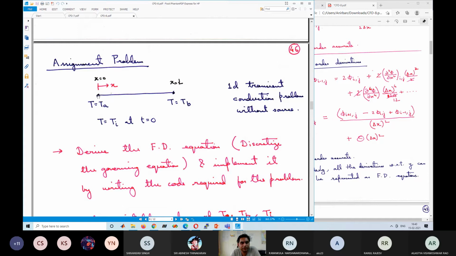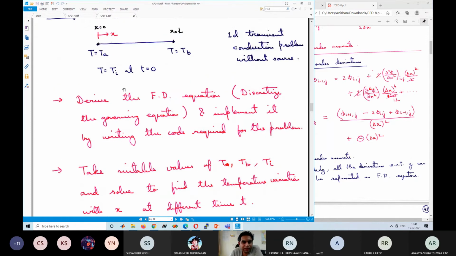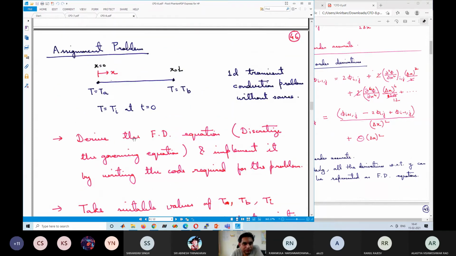Now at time t equal to 0, one side is immersed in ice, so it becomes 0 degree, the other side is immersed in steam, so it becomes 100 degree. We need to find how the temperature in the 1D domain evolves with time. So this is the problem. I have divided the question.